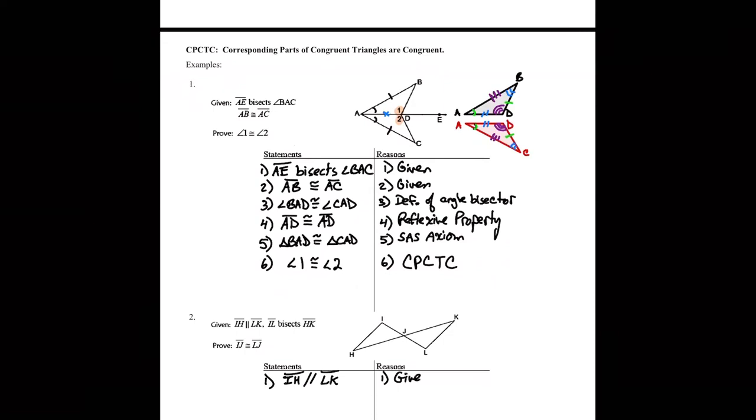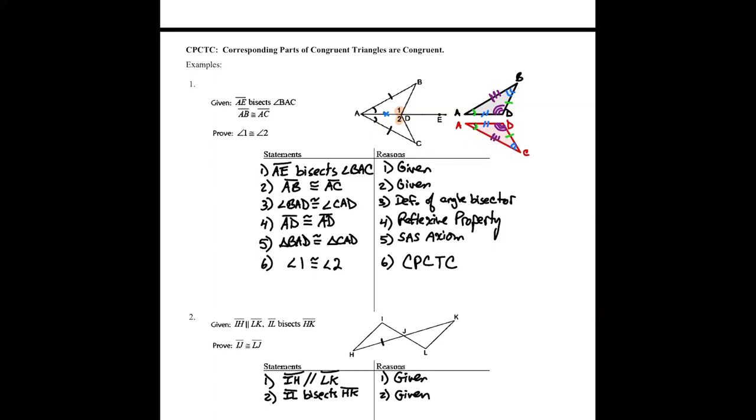So that is a given. And IL bisects HK, also a given. All right. So IL is the knife that cuts HK in half or into two congruent pieces.